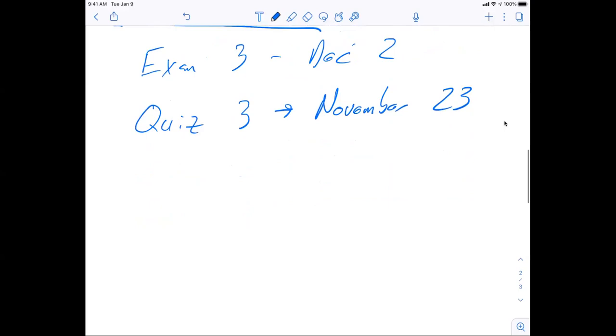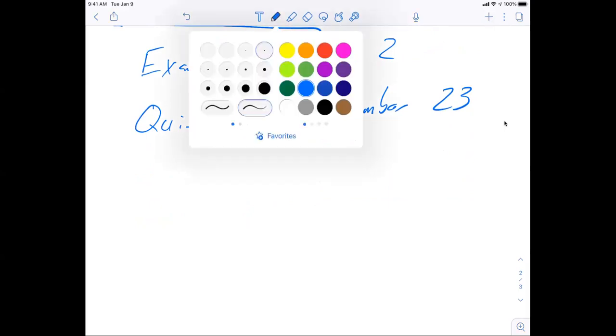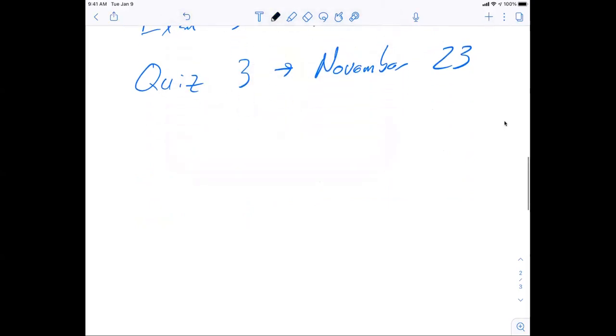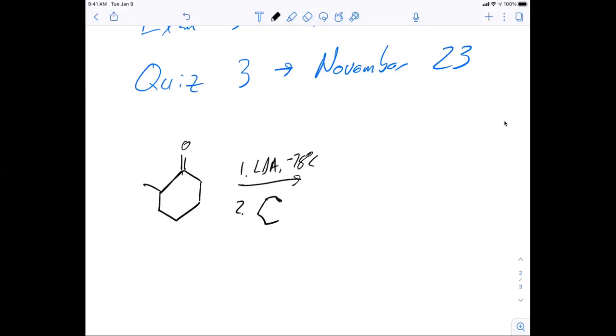In this week's homework, there were a couple problems. One of them, and I may not get these totally right, but the answers will be right: LDA at minus 78 degrees Celsius, followed by this bromide.